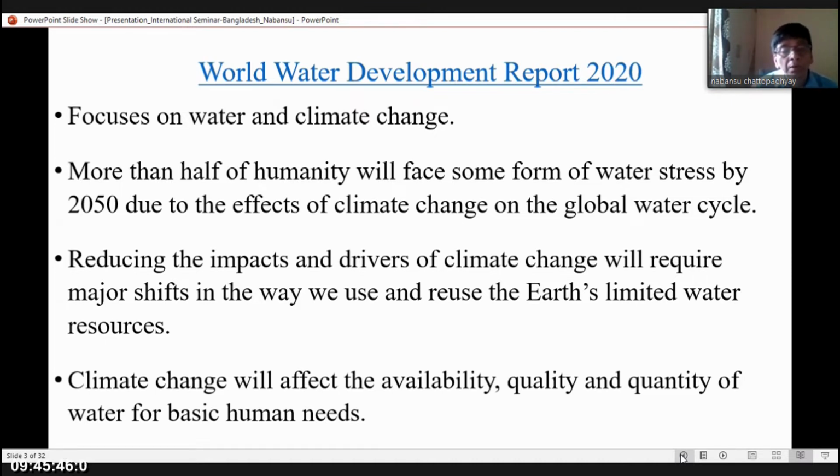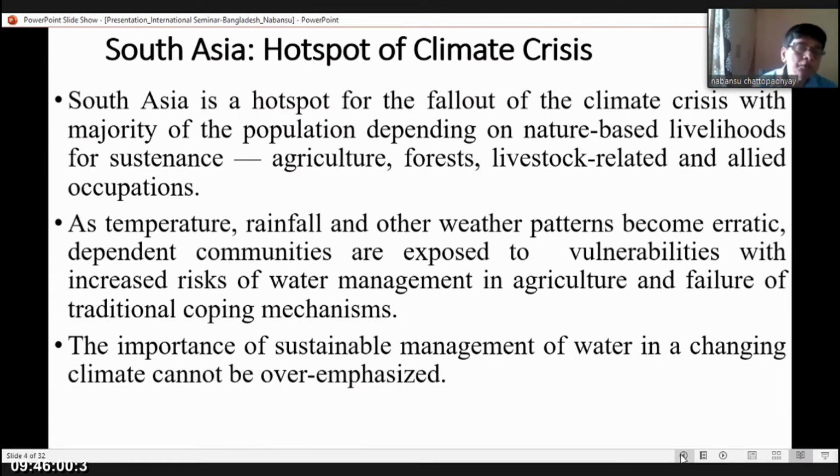There we should change our attitude, how we should use the water, and also the climate change will definitely affect the availability, quality, and quantity of the water. Now, as you all know, South Asia is the hotspot of the climate crisis because huge populations are working in agriculture, forest, and livestock, but these sectors are very much affected by climate variability and climate change.